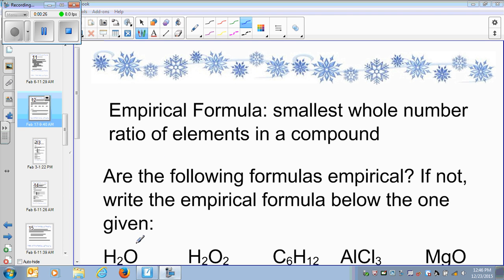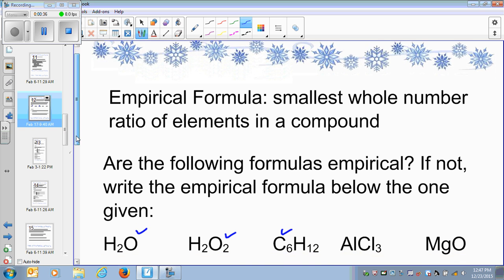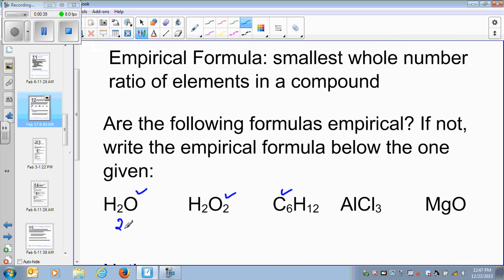I have water and hydrogen peroxide, or these are the organic compounds, aluminum chloride, magnesium oxide. These are all chemical formulas. But some of them are already in the simplest ratio, like 2 to 1, and some that I can simplify, like 1 to 1, 1 to 2. This is already 1 to 3. I cannot simplify it anymore. This is already 1 to 1. I cannot simplify it anymore.